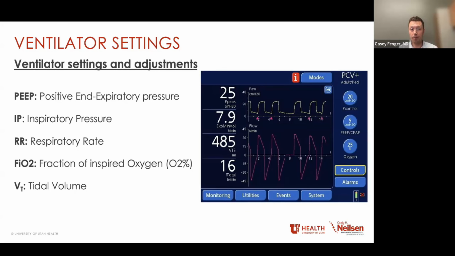So the PEEP is the positive end expiratory pressure. This is also the pressure that's routinely set on like a home CPAP machine. The inspiratory pressure, sometimes this is denoted IP or pressure support. This is the pressure that's delivered when someone is actively taking a breath or you're trying to give them a breath. We have respiratory rate. FiO2 is the fraction of inspired oxygen, where you set the percentage of inspired O2. And then VT is tidal volume.